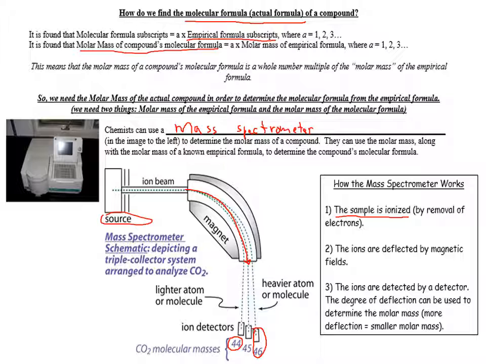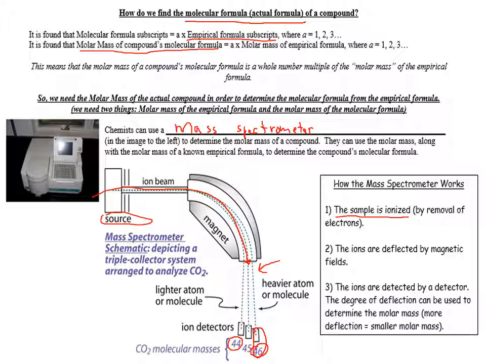We might throw in some known samples with known masses, and wherever your unknown sample lands, if it lands at a known one, let's say we knew a sample with mass 46 and your unknown lands at 46, then we know that your mass is also 46. So the general idea is that the degree of deflection of your sample tells you the molar mass of the substance.